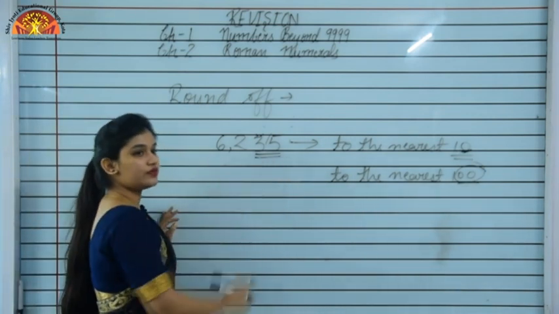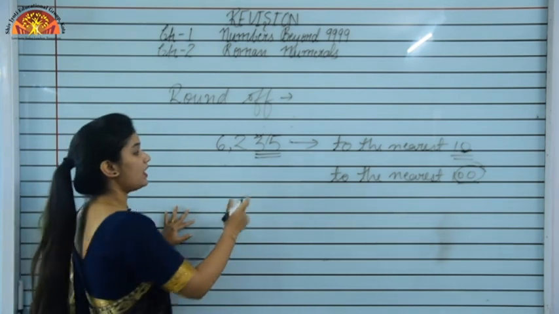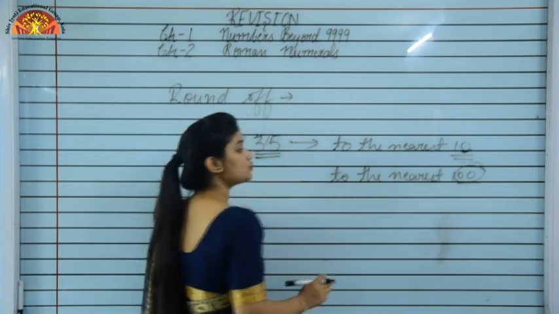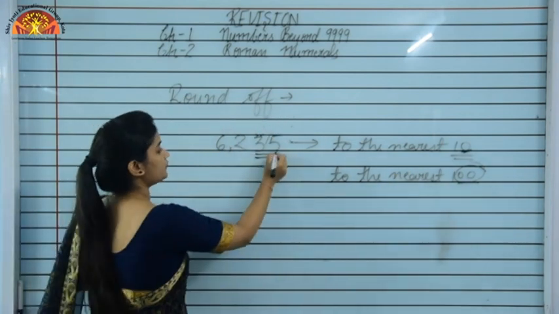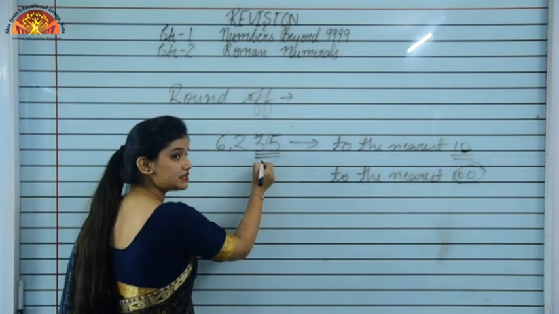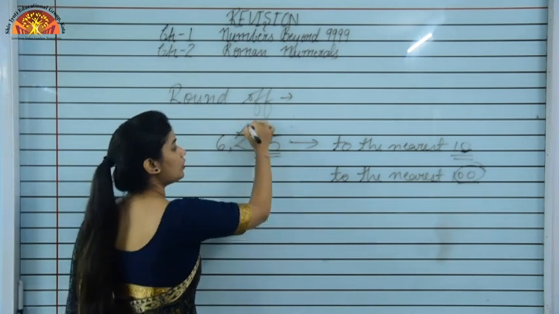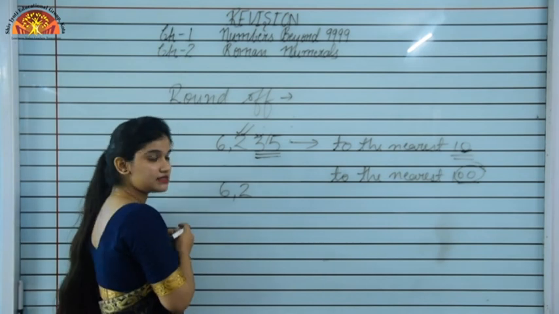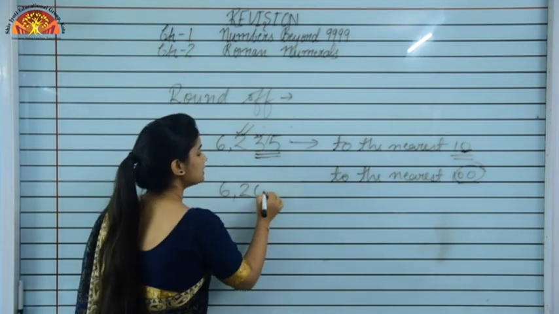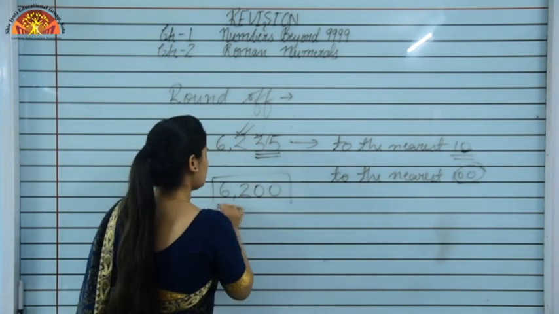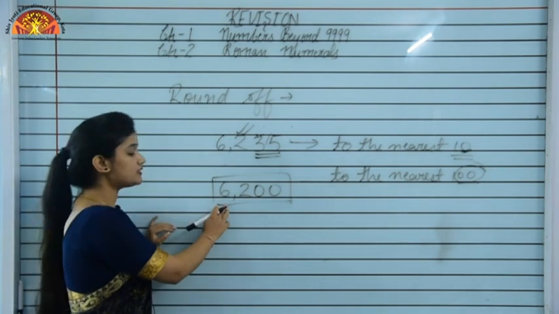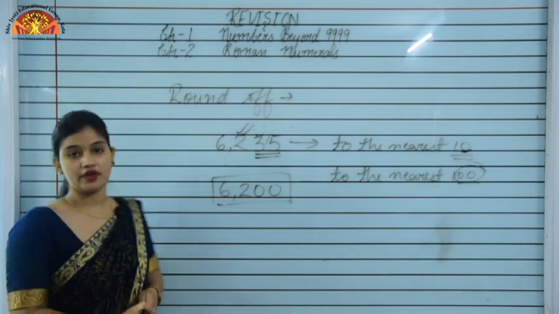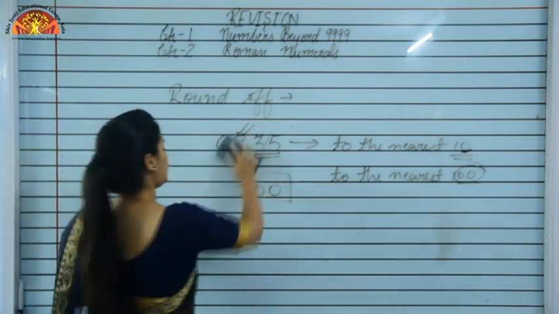Now 35 is less than 50 and whenever we are doing to the nearest 100 we have to compare with 50, and we are having less than 50. It means we will not increase this number and this number will be 2 as it is and we have to make these numbers 0. And the answer is 6,200. So in this way you can round off any number.